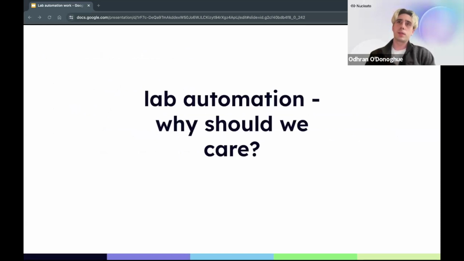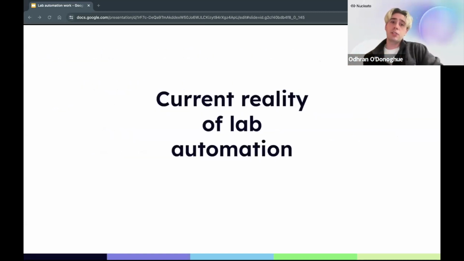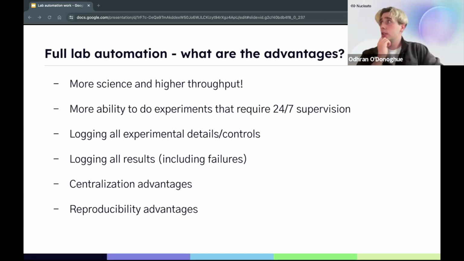Lab automation. Why should you care? Where we have working lab automation, we can do some pretty amazing things. The idea of lab automation is that we fully automate science. This means we can do a lot more science, which is very valuable. But there's more nuance to it than that. Firstly, there's the idea of higher throughput. We can do experiments with hundreds of different possible combinations that, as humans, we normally just wouldn't bother doing because it's too much work for the graduate student staying up until 2 a.m.